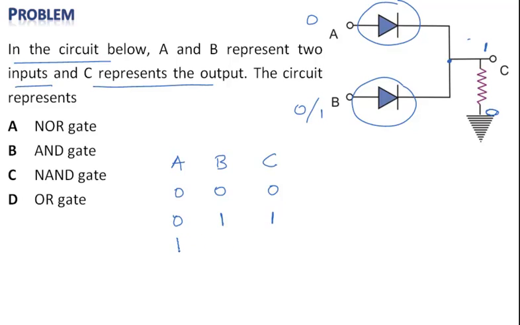Similarly, if A is at higher potential and B is kept at lower potential, then due to the forward biasing in A, the output at C will be high. Similarly, if we keep both A and B at high, C will also be high. Now this is the truth table of an OR gate. So option D is correct.